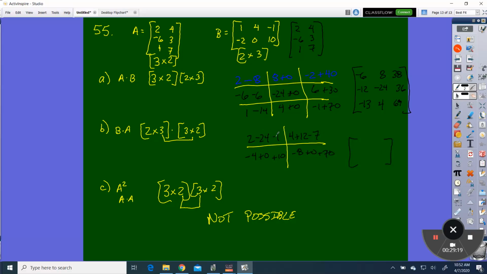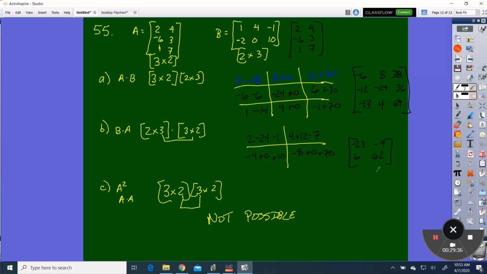So negative 24 and negative 1 make negative 25. Plus 2 is negative 23. 4 plus 12 is 16. Minus 7 is negative 9. 10 minus 4 is 6. 70 minus 8 is 62.